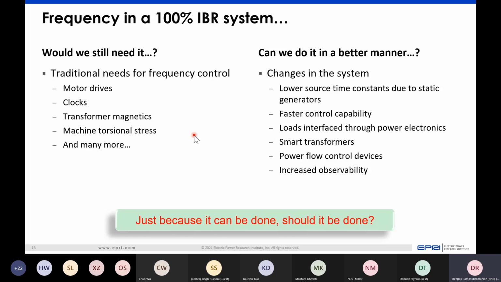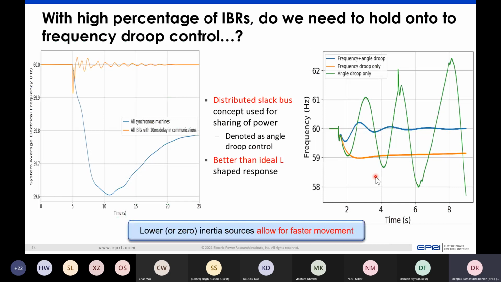But at the same time, we can do it in a better manner because the same motor drives can offer superior control and flexibility. Transformer magnetics can change with smart transformers or power electronic transformer devices that are being developed. There are power flow control devices along the network that we have. There's increased observability, so we can get wide area control into the picture. So there are these two conflicting views that can be used together to bring about a better operation in such a network. And that's some of the research work that we've been doing, looking at operation of such a network.